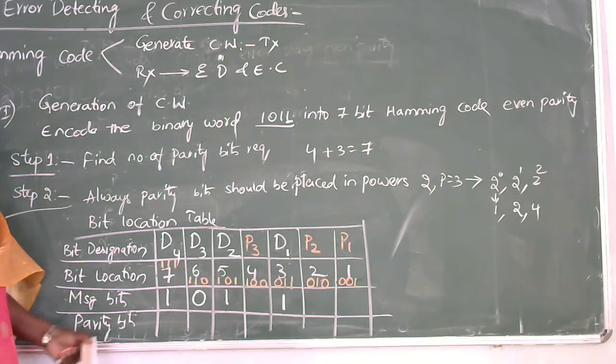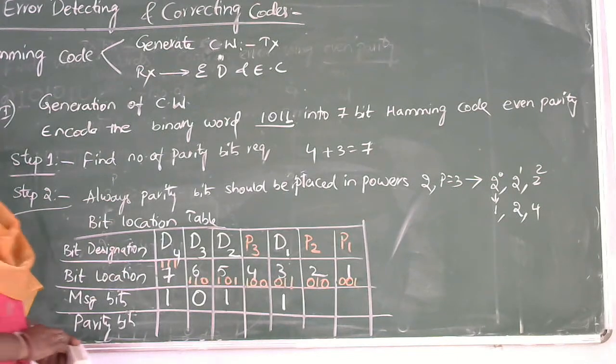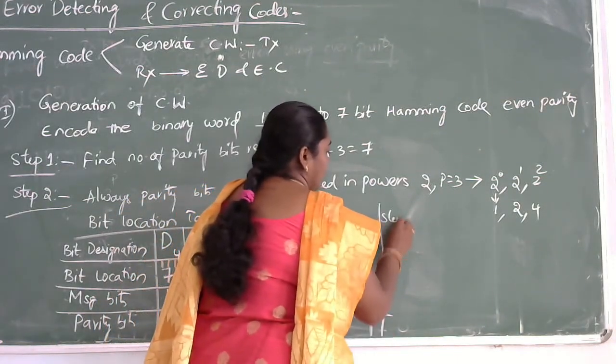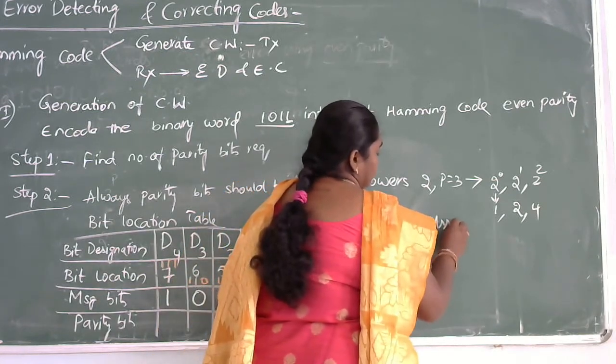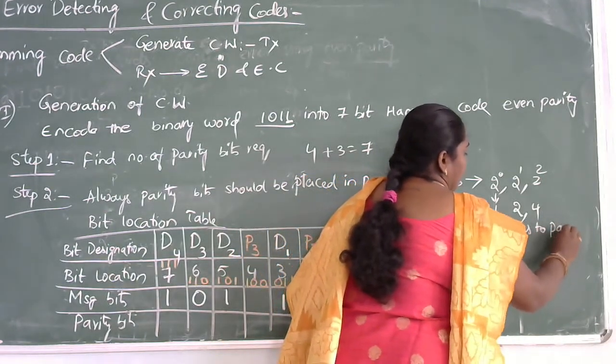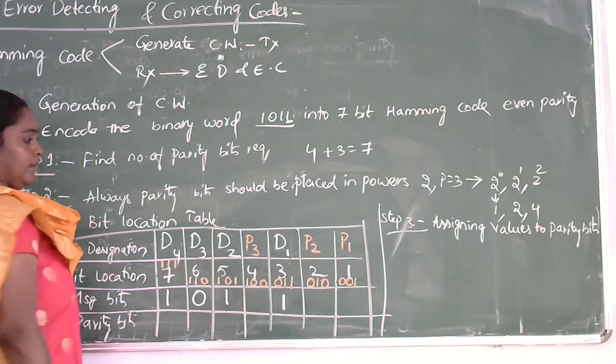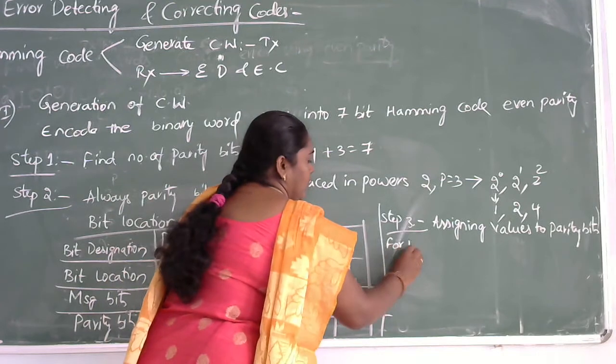Coming to parity bits representation. In the given question, as I have specifically mentioned, the type of parity is even parity. So in case of an even parity, in order to write down the parity bits, I need to go for the next step, that is, I need to assign the values to the parity bits. That is, step 3 is assigning values to parity bits.